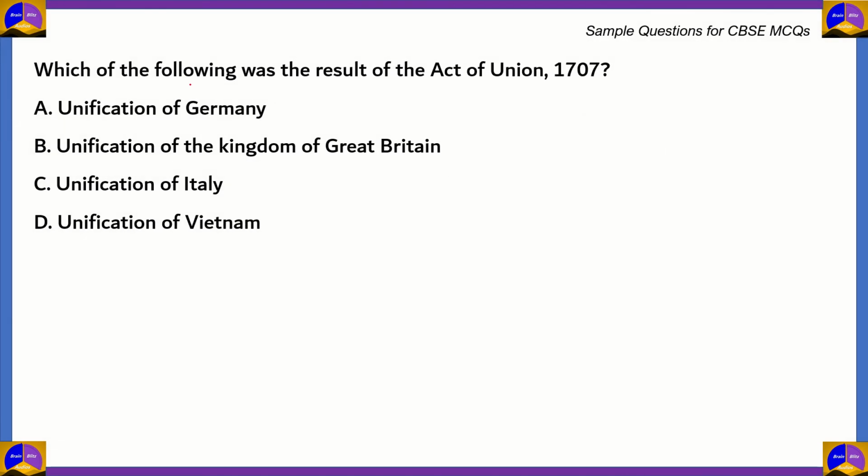Now let's look at the next question. Which of the following was the result of the Act of Union 1707? A. Unification of Germany, B. Unification of the Kingdom of Great Britain, C. Unification of Italy, D. Unification of Vietnam. Again, this is a question from Chapter 1, Rise of Nationalism in Europe. Option D, unification of Vietnam, is incorrect because Vietnam lies in Asia. Moreover, the unification of Vietnam took place in 1975 after the conclusion of the Vietnam War, when the US fled there. So, among the three options, unification of Germany, Kingdom of Great Britain, Italy.